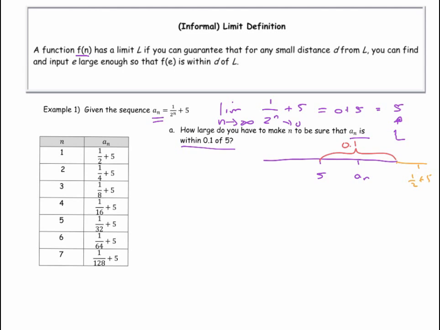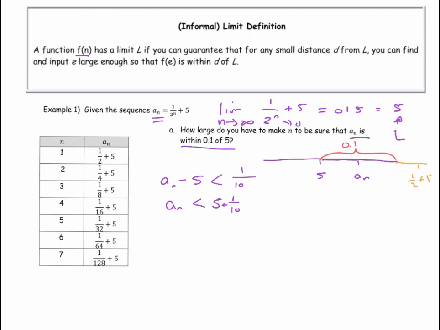We can turn that statement into a subtraction, right? A sub n is within 0.1 of 5 so long as the distance, a sub n minus 5, is less than 0.1, which I'm going to write as a fraction, a tenth. Okay, so what can we do with this now? I'm going to add 5 to both sides here. So a sub n is less than 5 and a tenth.